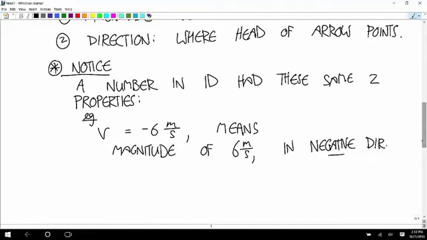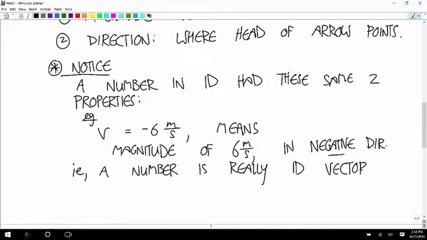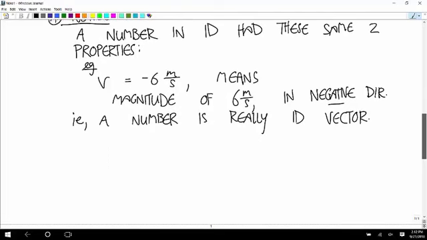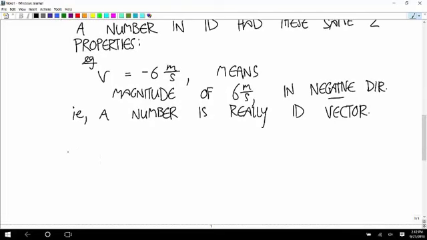Okay, so in 1D, a number is really, you can think of it as a 1D vector. I didn't really think of it that way much, but it has the same two properties as a vector, and that's a fine way to think about it. All of our directional quantities will be vectors in 2 dimensions.